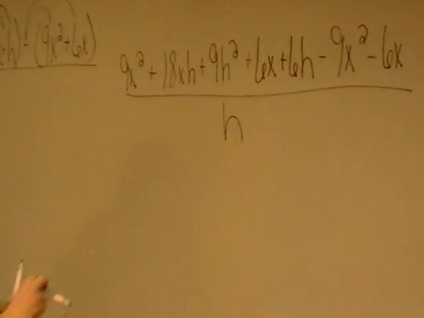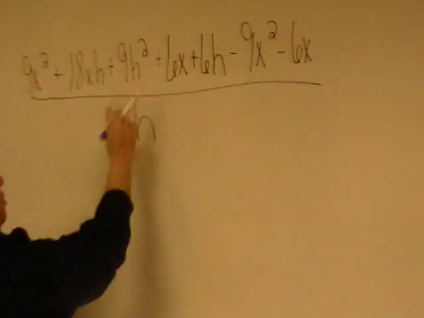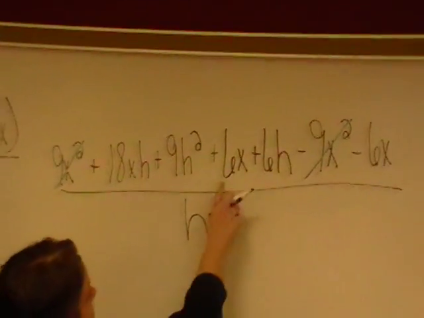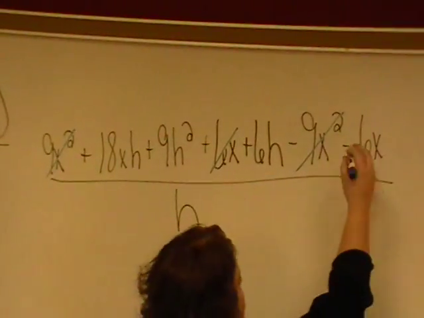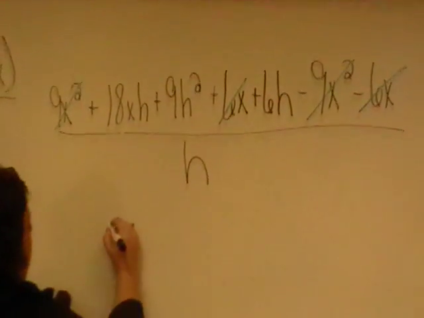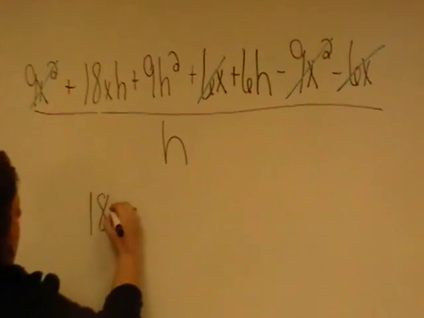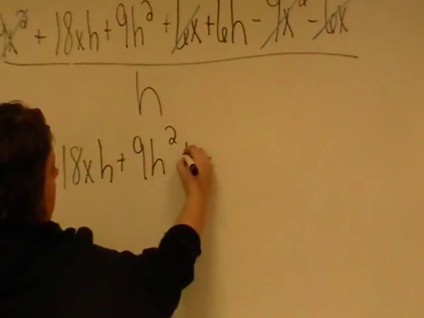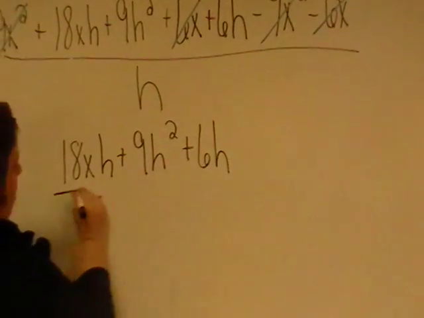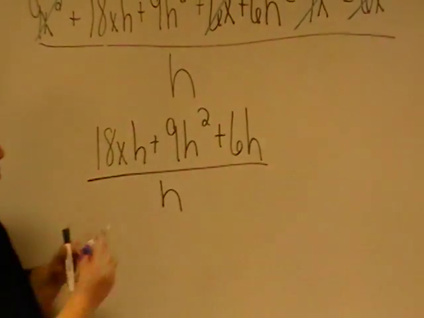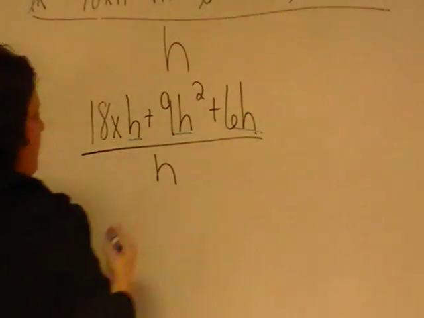For our next step, we're going to cross out our like terms. So we have a positive 9x squared and a negative 9x squared. We have a positive 6x and a negative 6x. So now we're just going to bring down what we're left with, which is 18xh plus 9h squared plus 6h all over h. Now with this problem, we have a common factor, which is h. So we're going to factor that out.